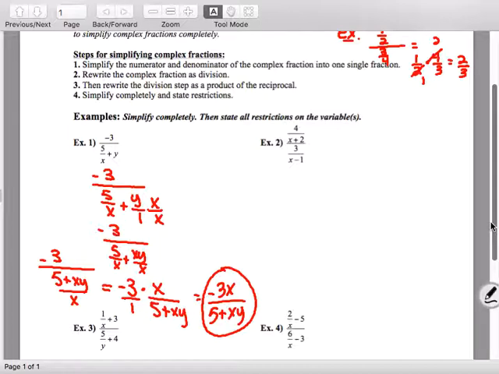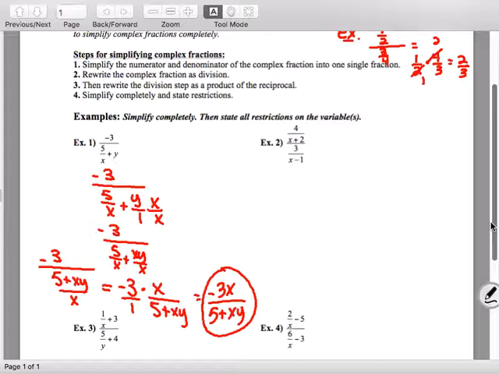So, a complex fraction is when you have a fraction within a fraction. And our goal is to get one fraction over one fraction. So let's look at example 2. Do I have one fraction over one fraction? Yes, I do.